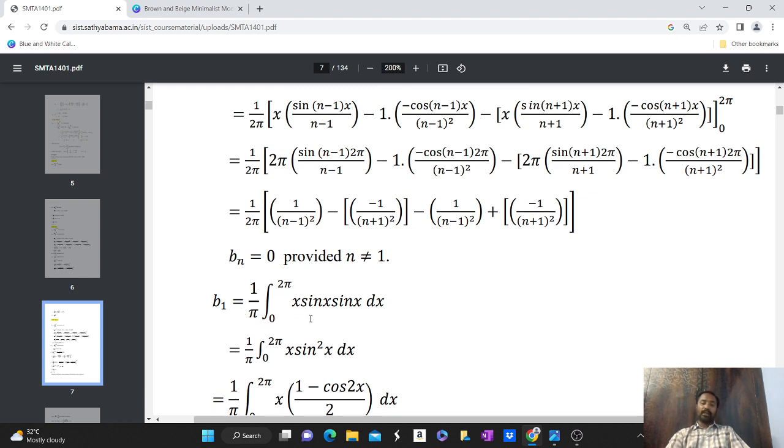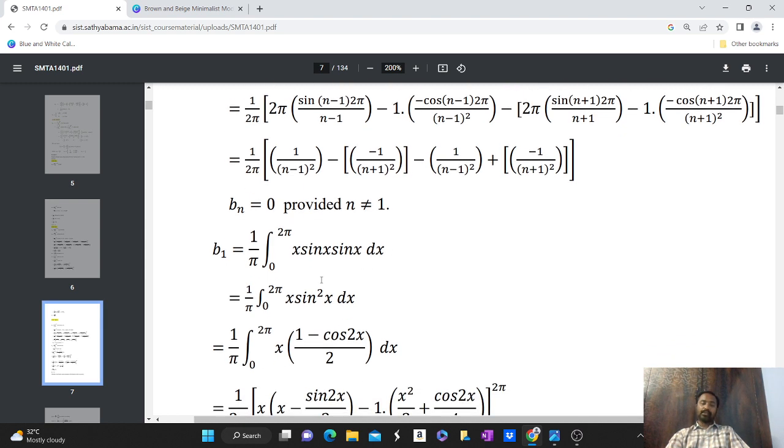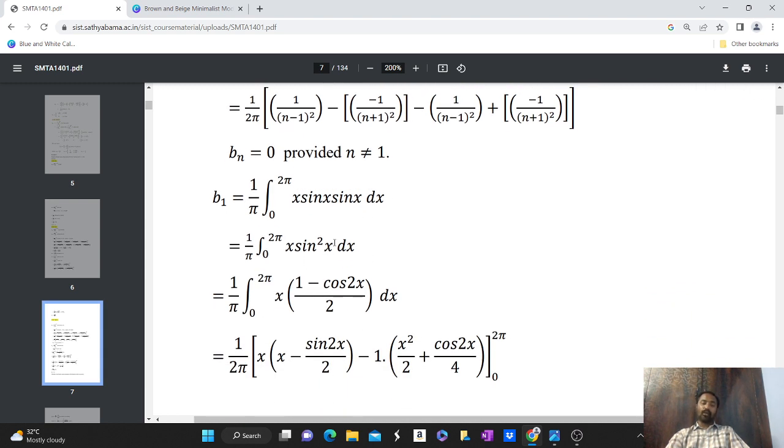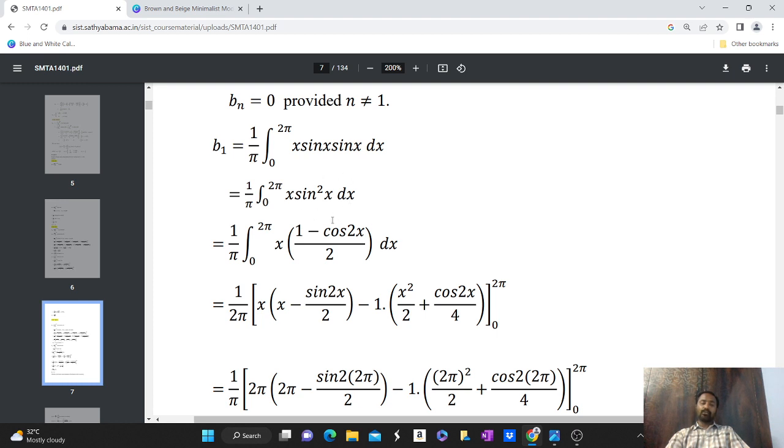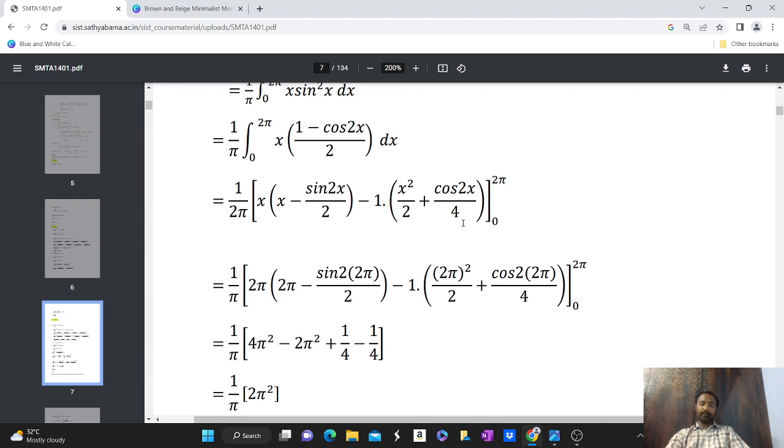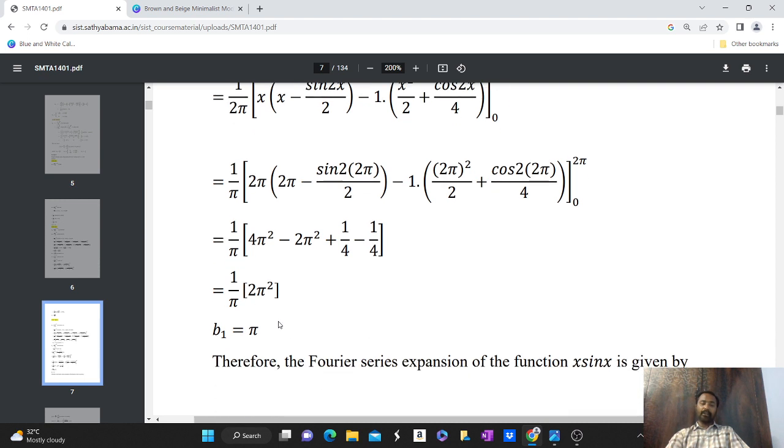And if we substitute for b1, the value is 1 by pi integral over 0 to 2 pi x sin x sin x. So sin x into sin x is x sin square x. What is the formula for sin square x? 1 minus cos 2x divided by 2. So multiplying x, so x minus x cos 2x, by using Bernoulli's equation. So substituting 2 pi as the upper limit and 0 as the lower limit, we get the value of 1 by pi into 2 pi square, so b1 equal to pi.